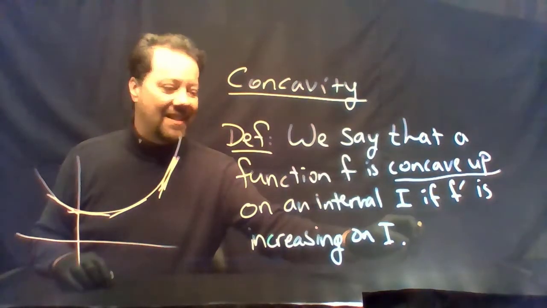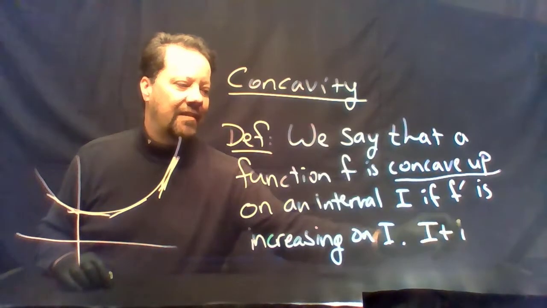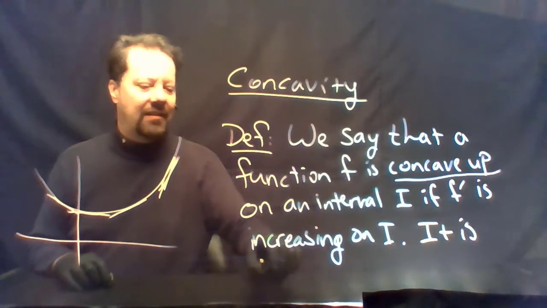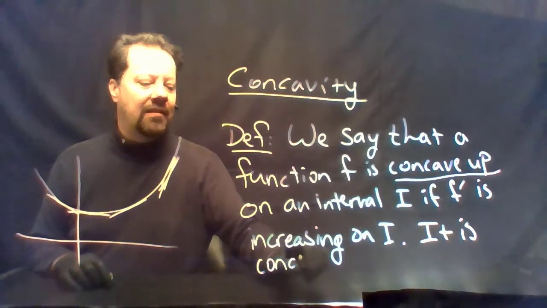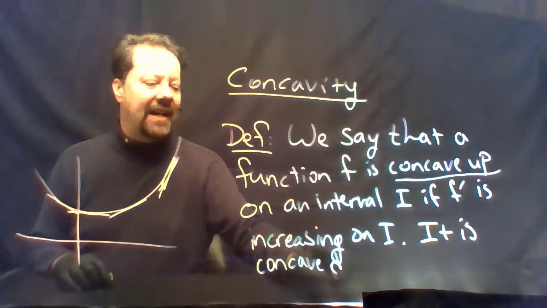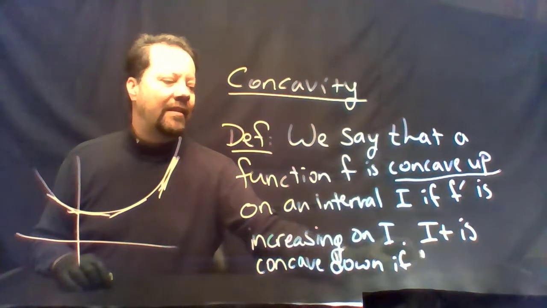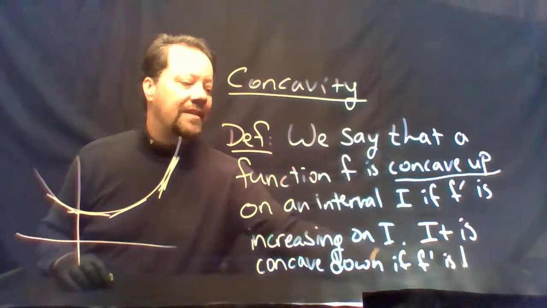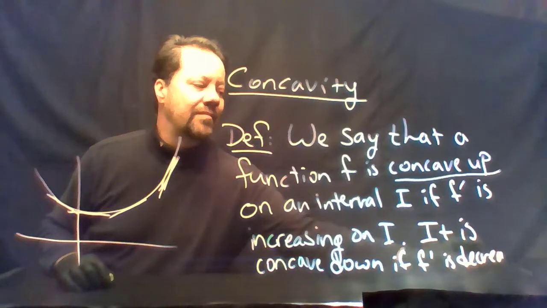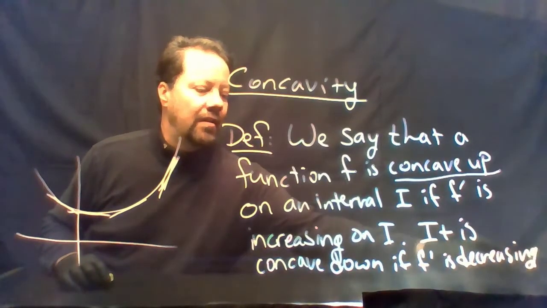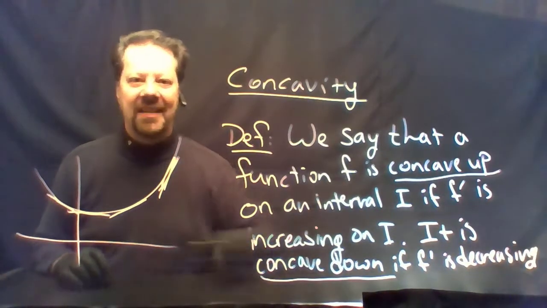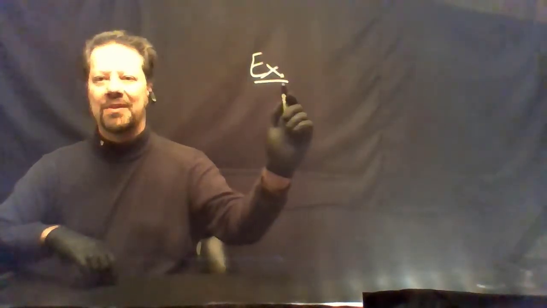And so we'll add to this definition. It is concave down on the interval I if f prime is decreasing on the interval I. Let's look at a couple examples.